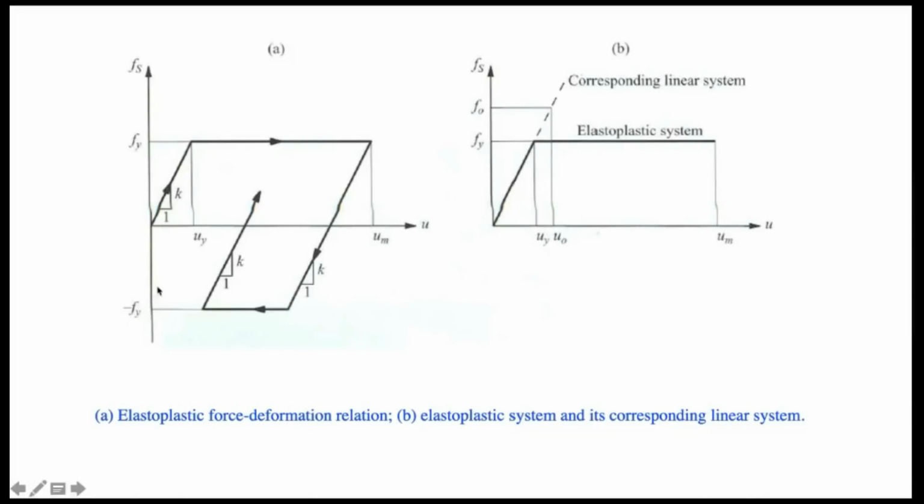Then in the opposite direction, when it reaches the yield strength on the negative side, again it behaves plastically. Once it reaches this point and the loading changes, when the velocity sign changes from minus to positive, it will start reloading. In the reloading stage, again the stiffness remains exactly the same as the initial stiffness. So the loading and unloading stiffness remain equal to the initial stiffness. This is a behavior in which we assume that the stiffness is not deteriorating. It doesn't happen in a real system, but this is the idealized behavior.